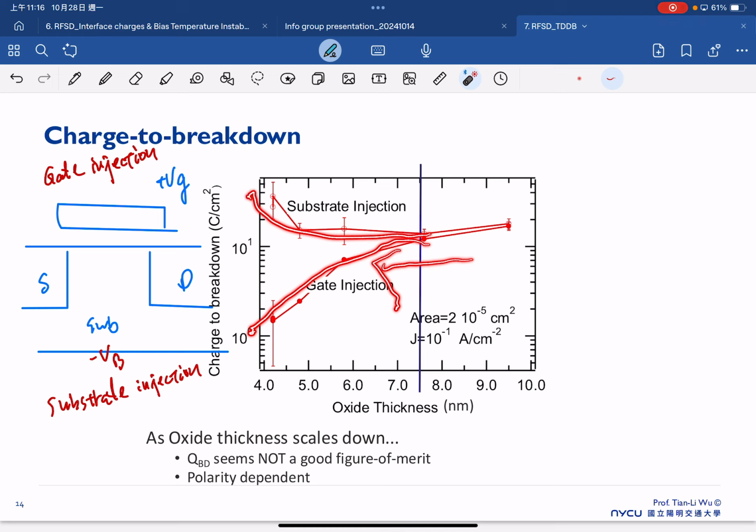So that means the QBD is not a good figure of merit anymore, because it has a polarity dependency. It depends on whether you do gate injection or substrate injection. So that's why later on we will probably not use charge to breakdown, we will use time to breakdown as one of the figures of merit.